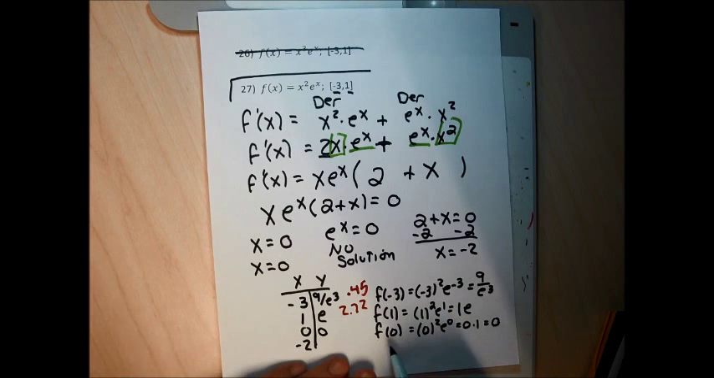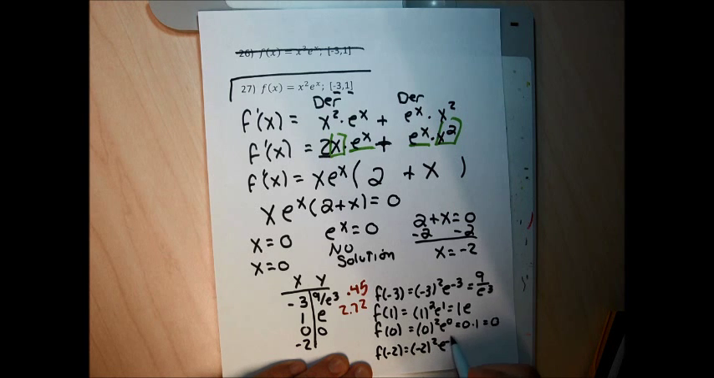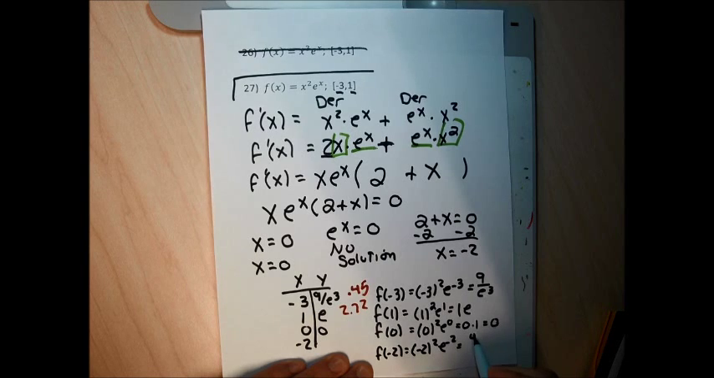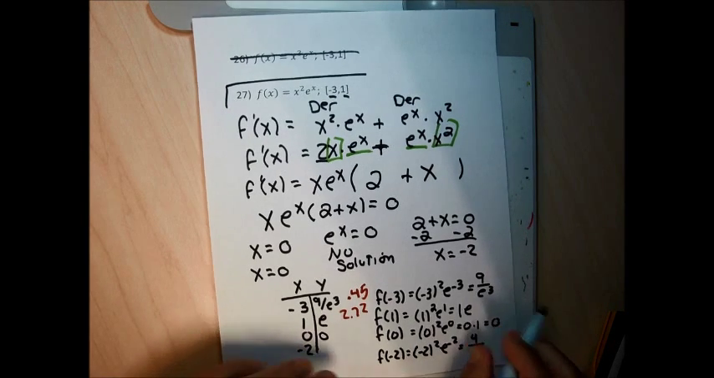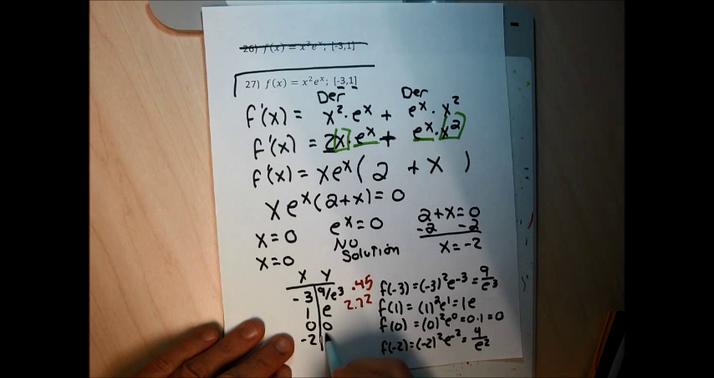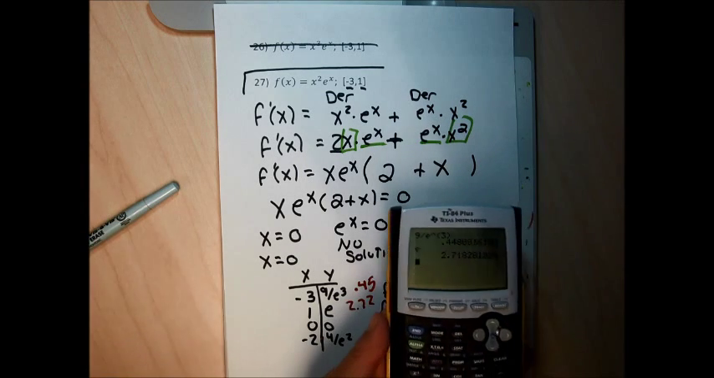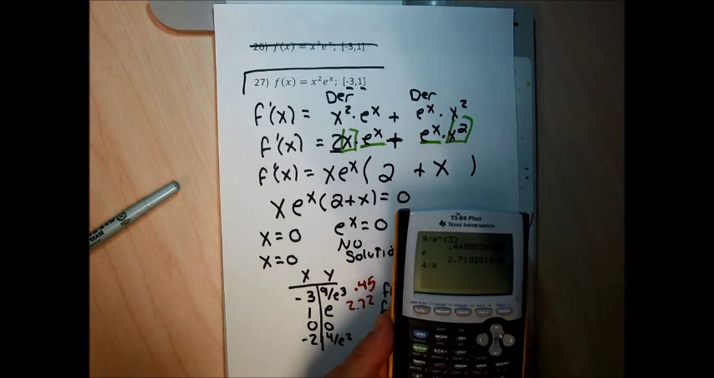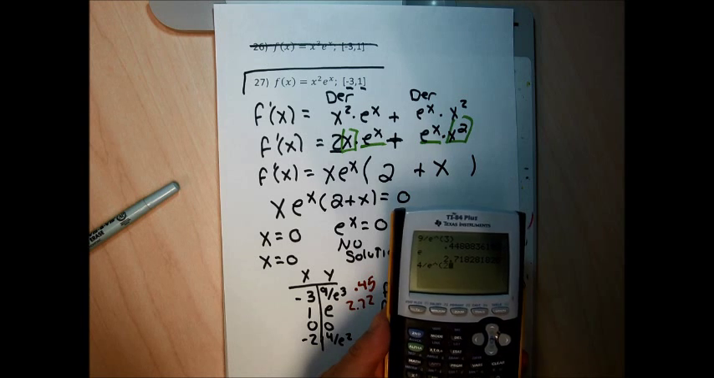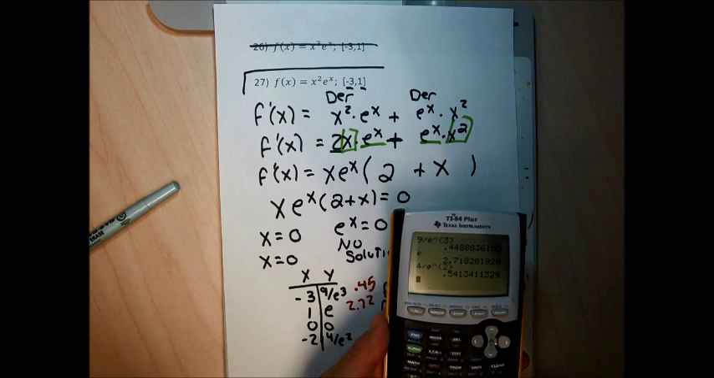And lastly, for negative 2, I'm going to go f of negative 2 is negative 2 squared times e to the negative 2. Negative 2 squared is positive 4, and I'm going to get the e to have a positive exponent by moving this e to the negative 2 down to the denominator. So the y that corresponds to x equal to negative 2 is 4 over e squared, and as a decimal, 4 divided by second ln e squared is 0.54.